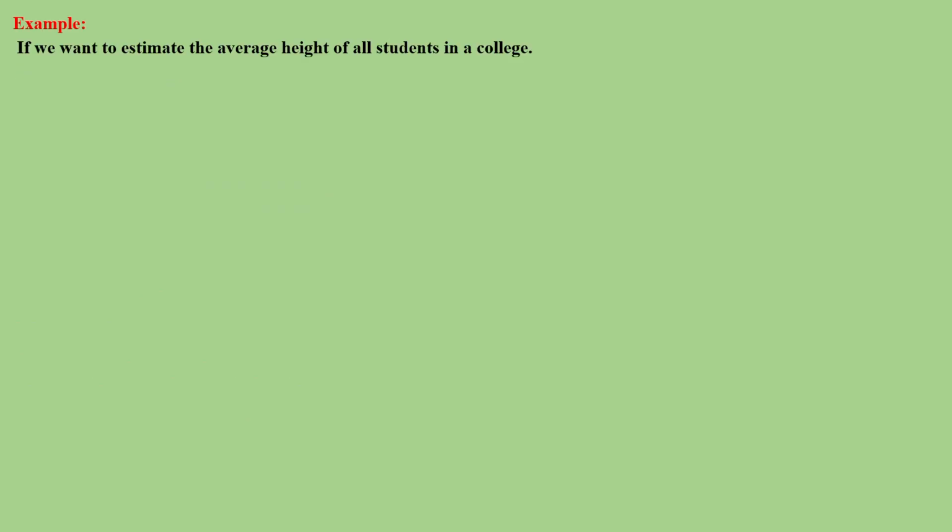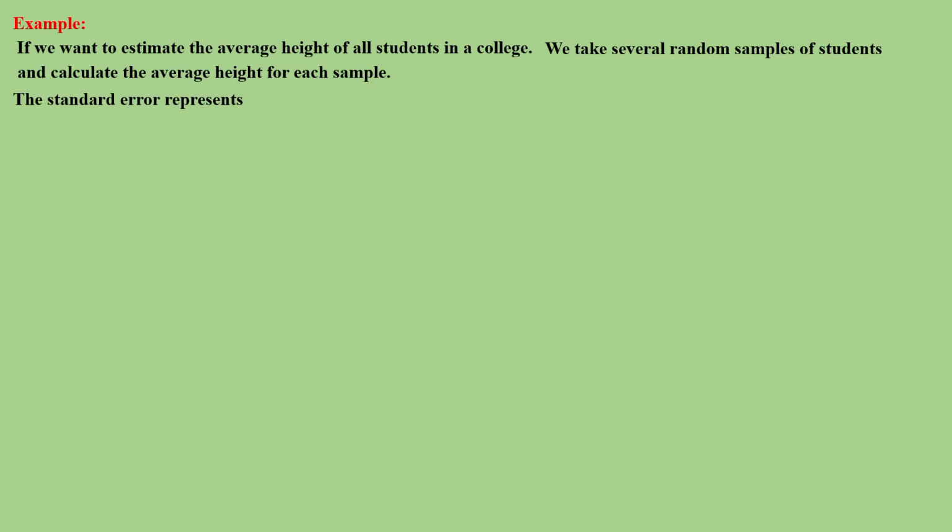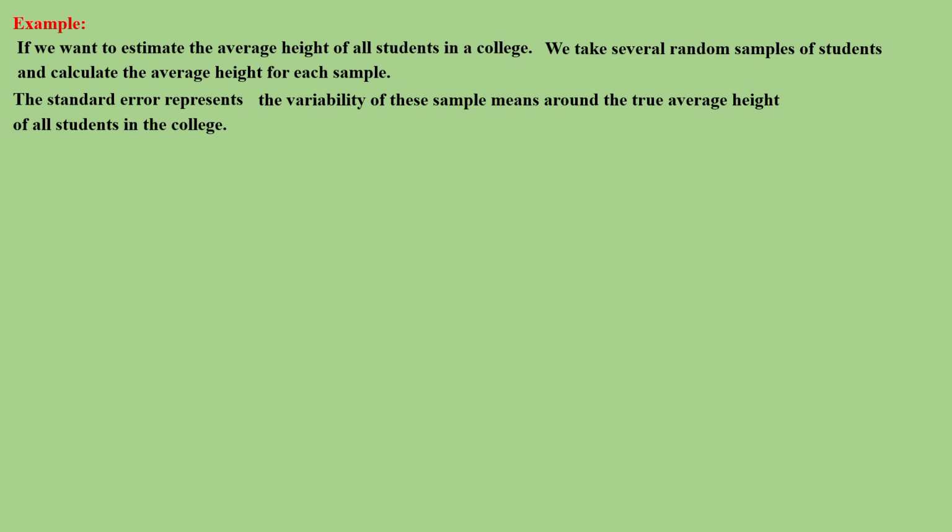For example, if you want to estimate the average height of all students in a college, we take several samples of students and calculate the average height of each sample. The standard error represents the variability of these samples around the true average height. So that is what I am telling you. Suppose the true average height of all students is 157 centimeters. From the sample you might get 157.2 or 156.5, like that. So there is a point-something difference, that is called the standard error.